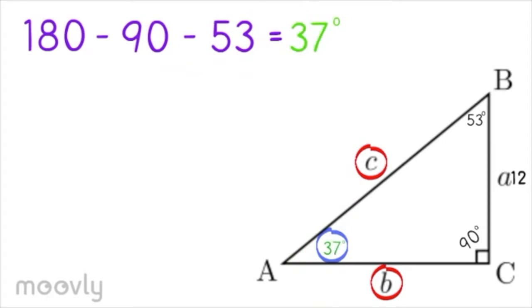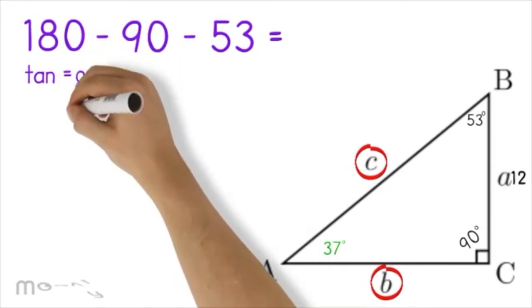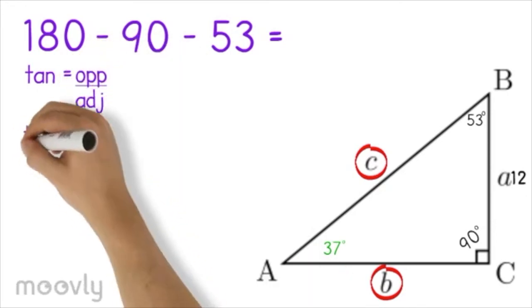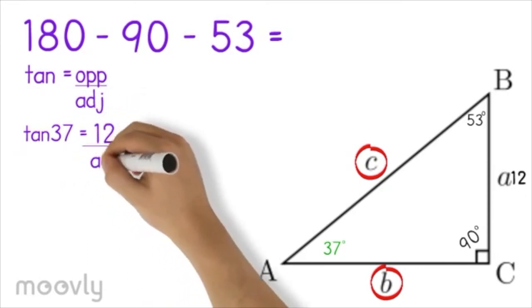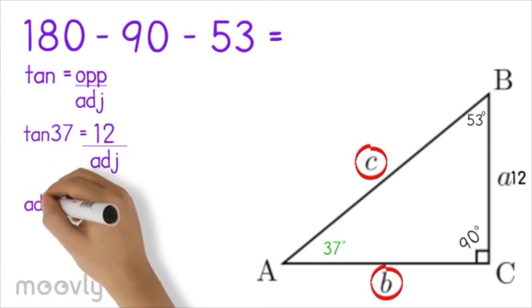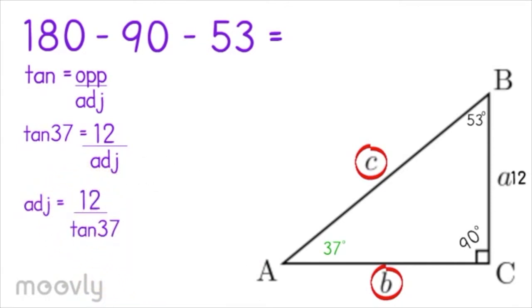Now to get the length of B, we are going to use tangent is equal to opposite over adjacent. We will use the tangent of 37 with its opposite of 12 over the adjacent, and then you isolate the adjacent, giving you 12 over tangent of 37, which would be the length of B, 15.92.